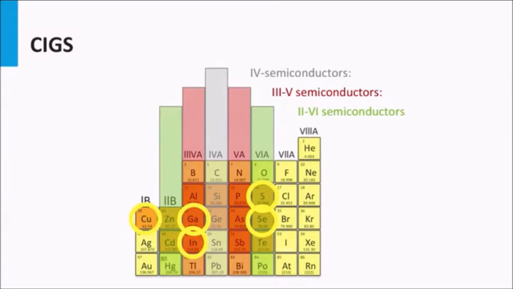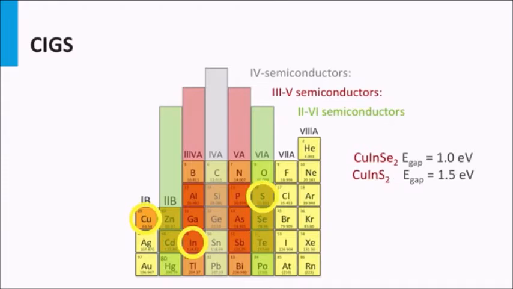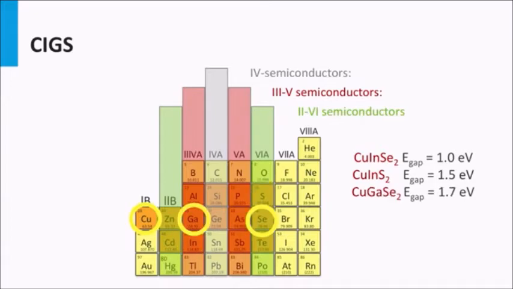Some important compounds in the material are copper indium selenide with a band gap of 1 electron volt, copper indium sulfide having a band gap of 1.5 electron volt, and copper gallium selenide having a band gap of 1.7 electron volt. These materials cover a wide range of both band gaps and lattice constants. The CIGS material is a direct band gap semiconductor material.